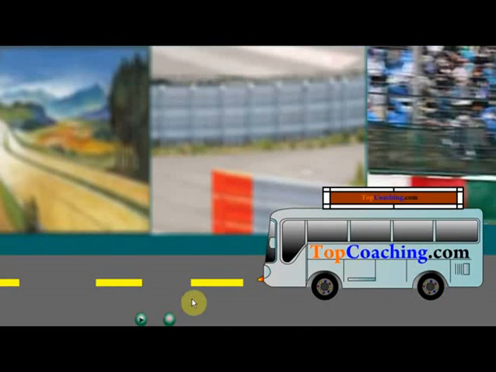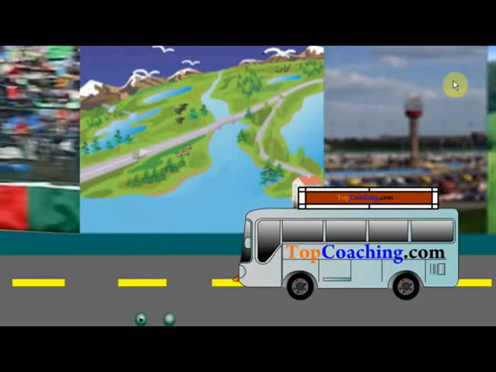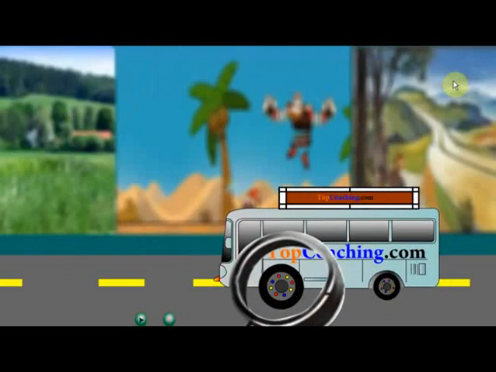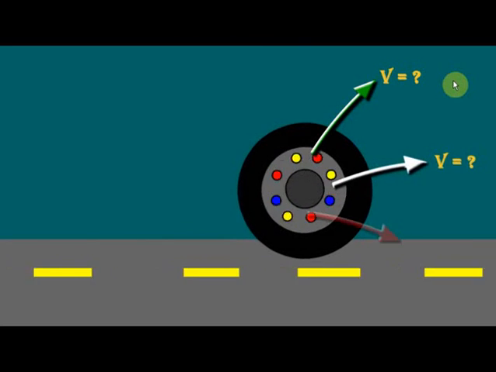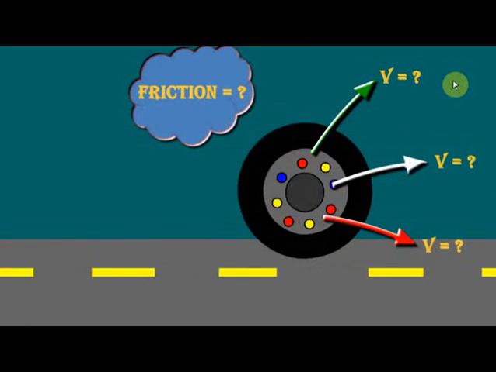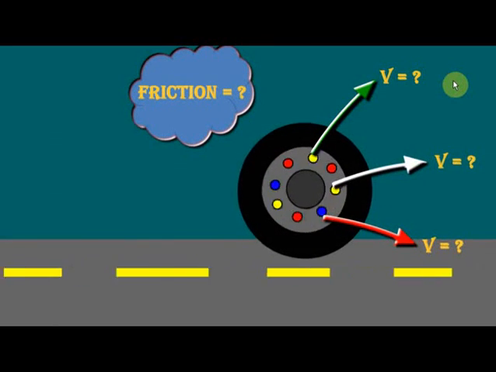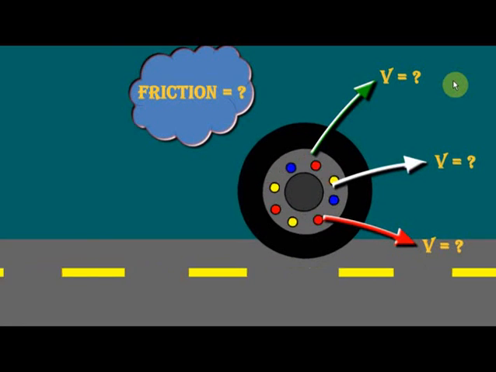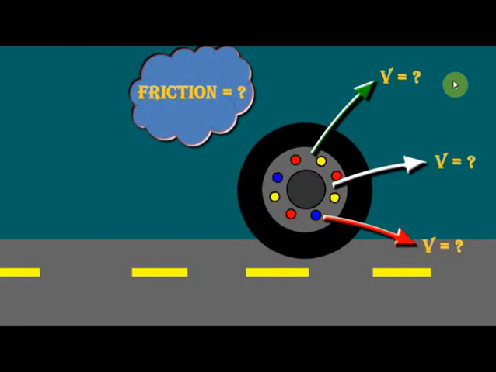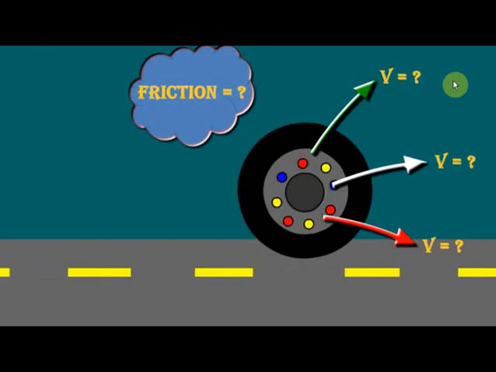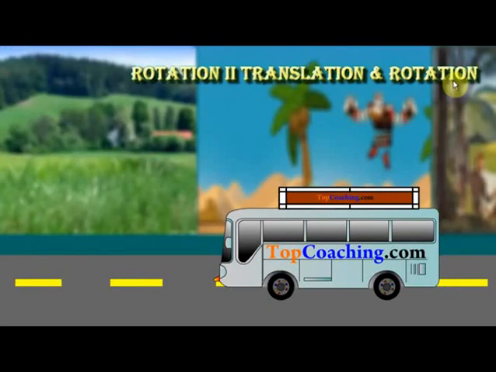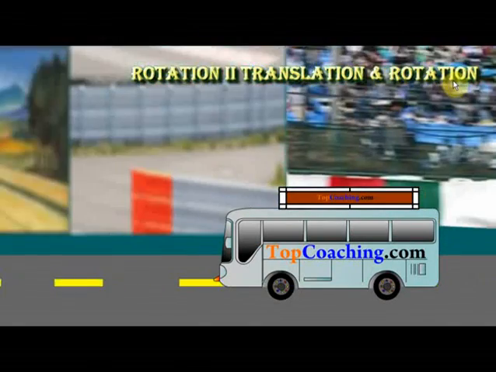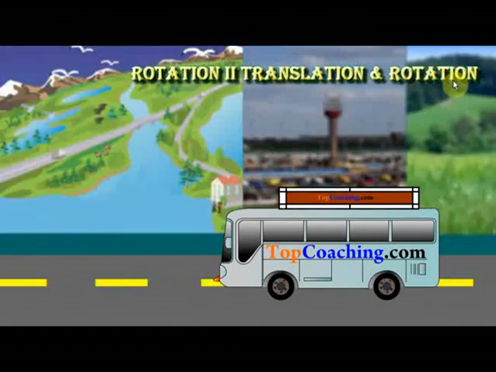Hi students, in the last chapter we learnt about pure rotation, but in this chapter we are going to learn about rotation when translation is also taking place. In the case when a body is rotating and translation is also taking place, what is the velocity of each part of the rotating body? What is the value of friction force acting on the body? We will learn about all this in this chapter. Rotation 2, translation and rotation.